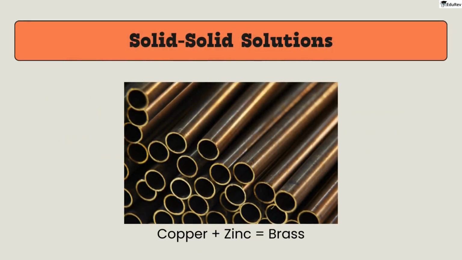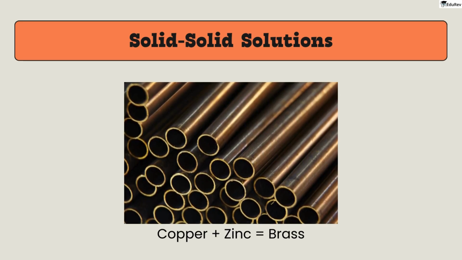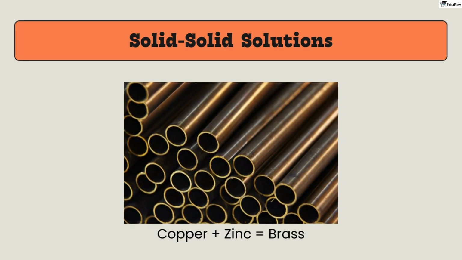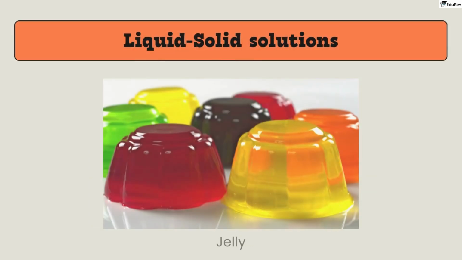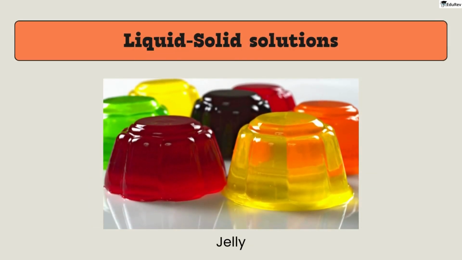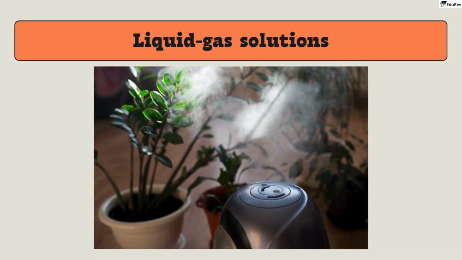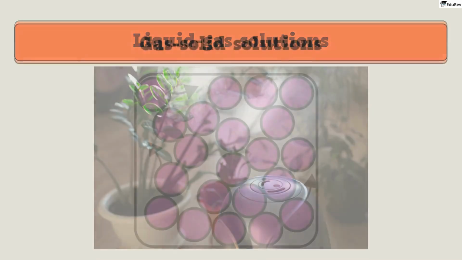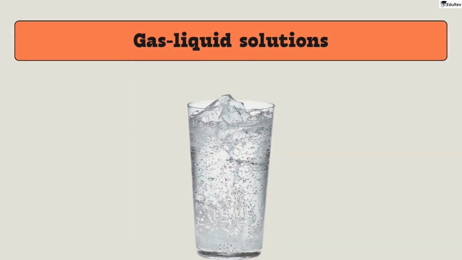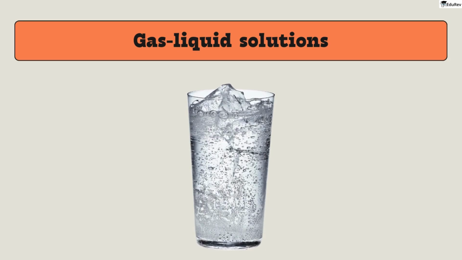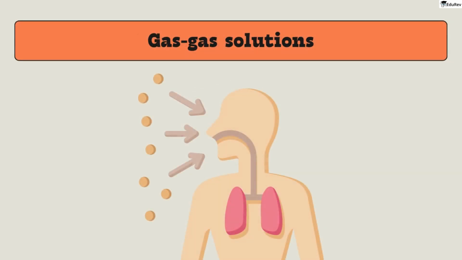Let's look at other types of solutions. We can have solid-solid solutions like alloys. Brass is an example which is made of copper and zinc. Solid-gas solutions like smoke and air. Liquid-solid solutions like jelly. Liquid-gas solutions like moist air. Gas-solid solutions like hydrogen trapped in certain metals. Gas-liquid solutions like carbonated water. Gas-gas solutions like the air we breathe.